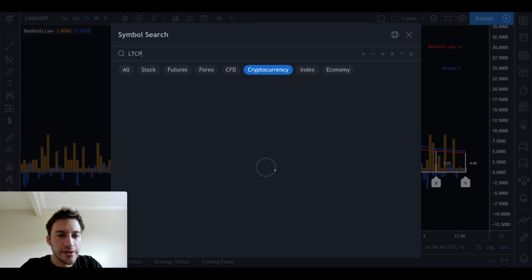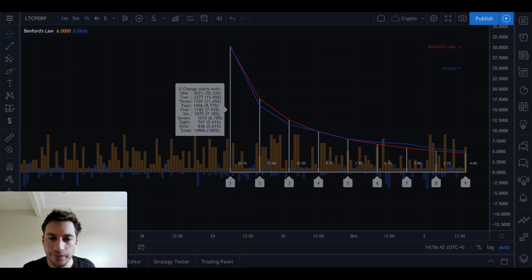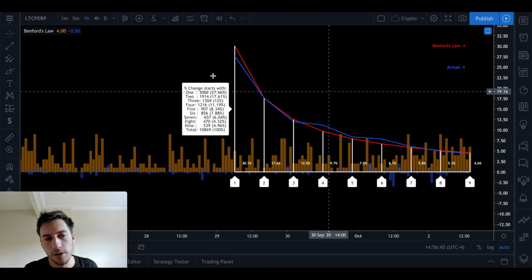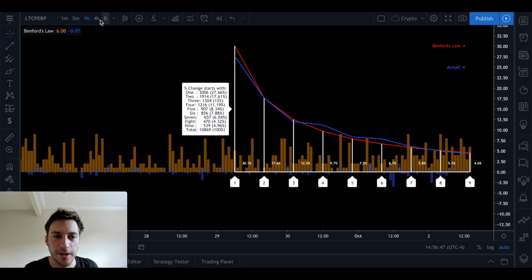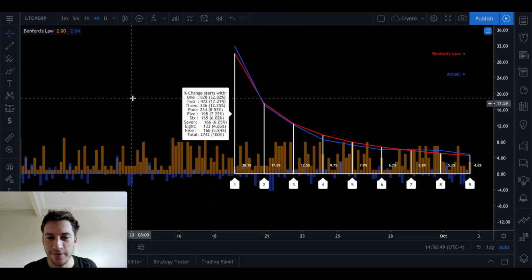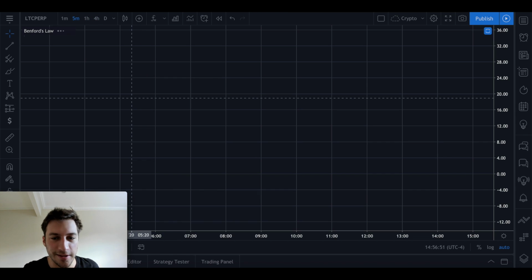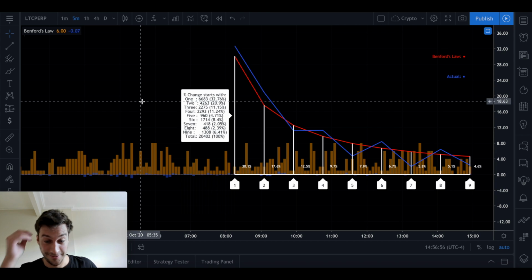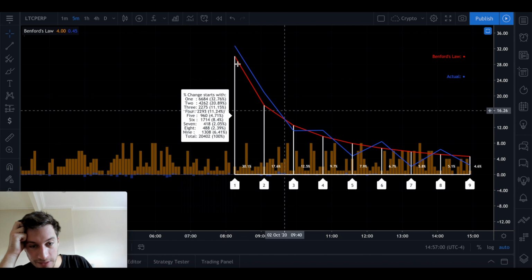And if I look at something like LTC perp, you know, I will bet you, oh, well, this one deviates a little bit from Benford's law too. Maybe I'm uncovering some manipulation thing that the market makers don't want you to know about or something. Oh, God. What is that? What is this massive, weird deviation from Benford's law?